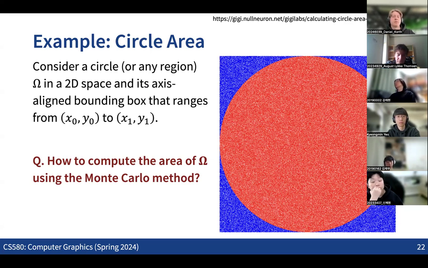So what we are going to do is define the axis-aligned bounding box for the given region, which has the range from x0, y0 to x1, y1. Given this domain and region, we are going to use the Monte Carlo method to compute the area of the region omega. So let's think about how we can utilize the Monte Carlo method to compute the area.